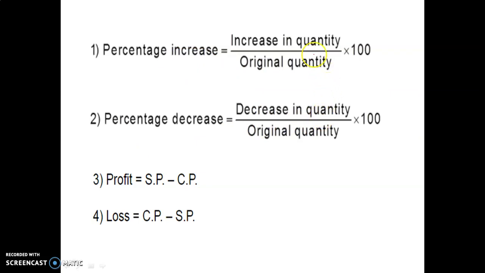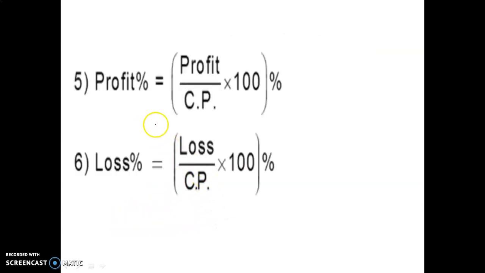So recall all these things: percentage increase, percentage decrease. Then we learned profit, which is SP minus CP. Loss is equal to CP minus SP, and profit percentage. See here, I discussed two different important questions. Find SP.